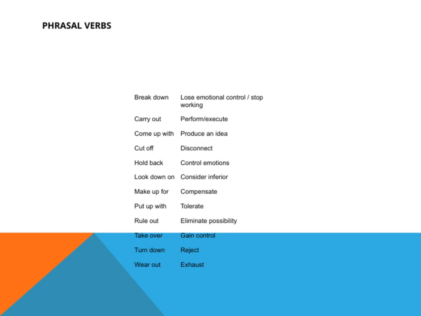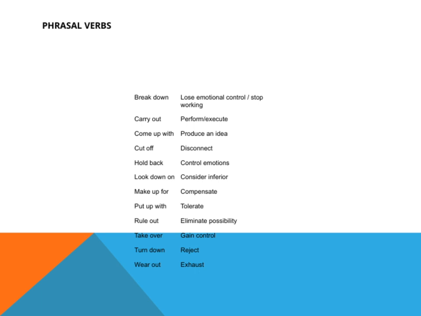Now let's take a closer look at some common phrasal verbs that are really useful in everyday communication. First, we have break down, which means to lose emotional control or even stop working. Imagine someone getting overwhelmed and just losing their composure. That's a perfect example. Next is carry out, which simply means to perform or execute a task. For instance, carrying out a project or a plan.